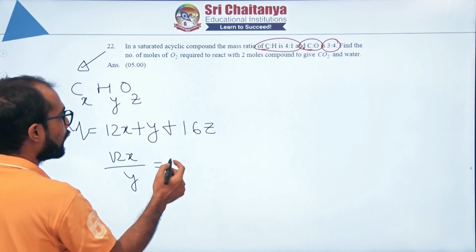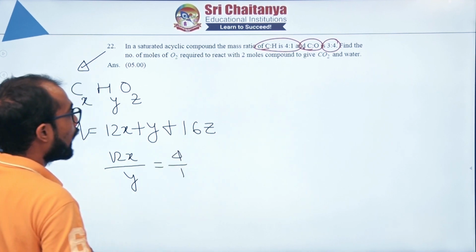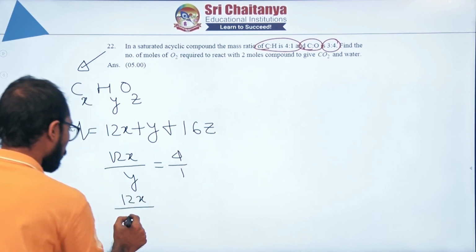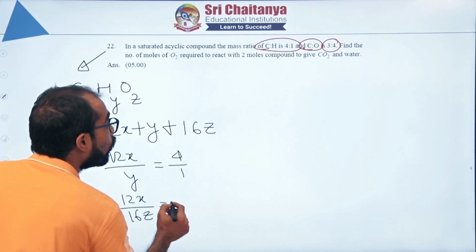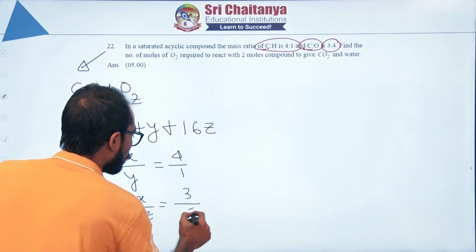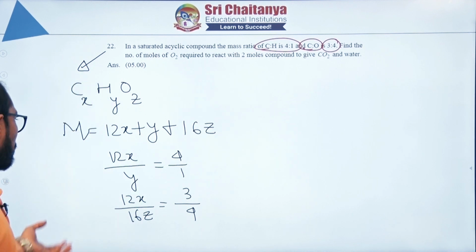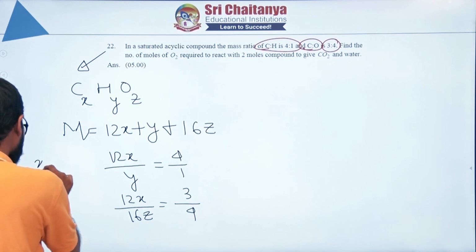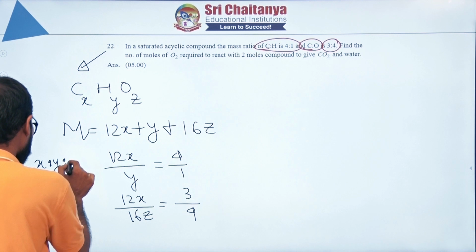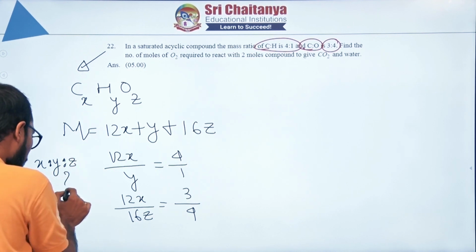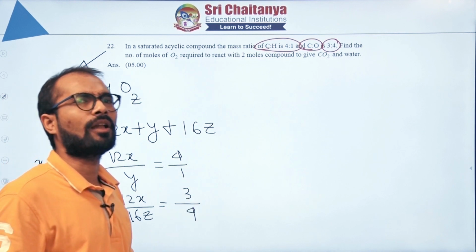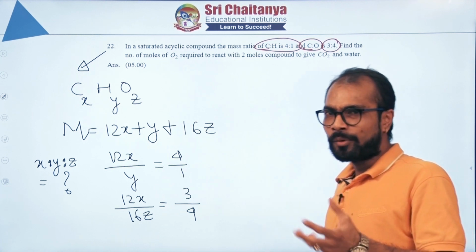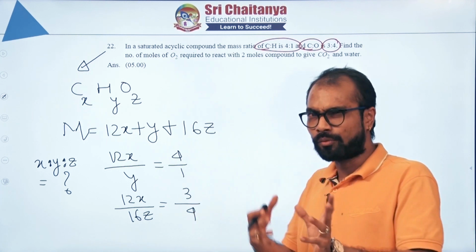Now, this ratio they are giving as 4:1. And the mass of carbon is again 12x, the mass of oxygen is 16z, and this is given as 3/4. Now, with this you can get the value of x by y and x by z, and from there you can get x is to y is to z. Once you get this, you know the empirical formula and you can solve the problem. But I will use some common sense so that we can do the problem easily, because we have to do it in 1 or 2 minutes.